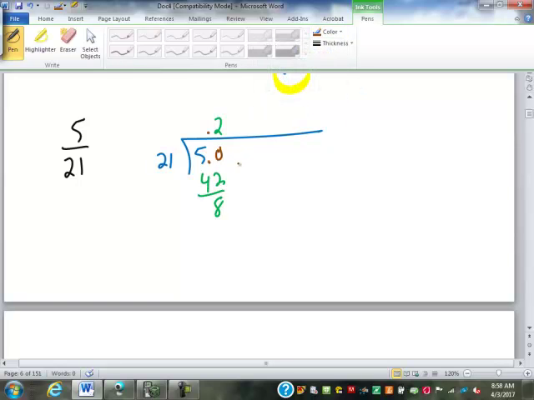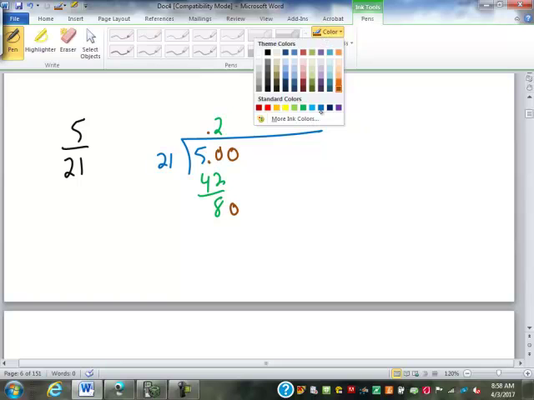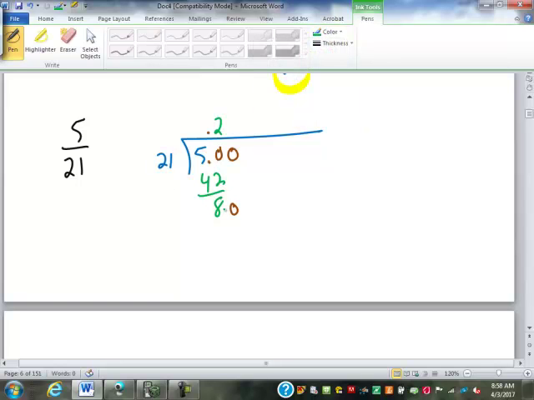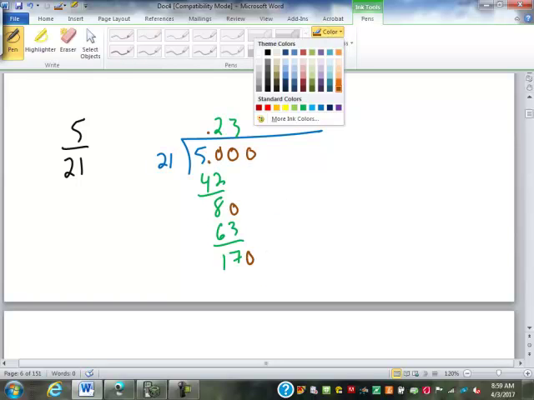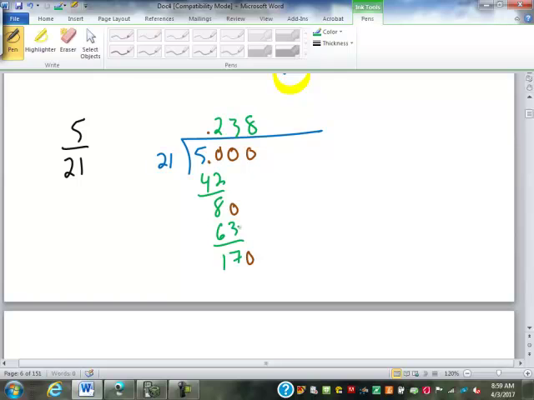Then what? Add a 0, bring it down. 21 goes into 80 three times. That's 63. So it's 17. Add a 0, bring it down. 21 goes into 170. 8 times would be 168. That's 2.